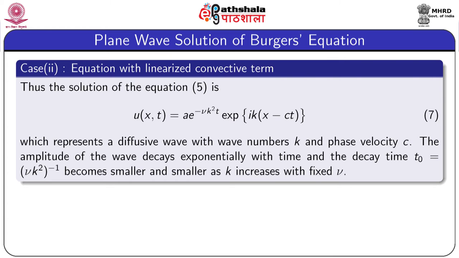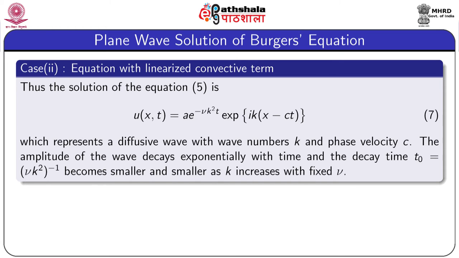Now, this solution represents a diffusive wave with wave number k and phase velocity c. And if you see the amplitude of the wave, which is a times e to the power minus nu k square t, it decays exponentially with time, and the decay time is given by t 0 equals (nu k square) to the power minus 1. And this becomes smaller and smaller as k increases with fixed nu.